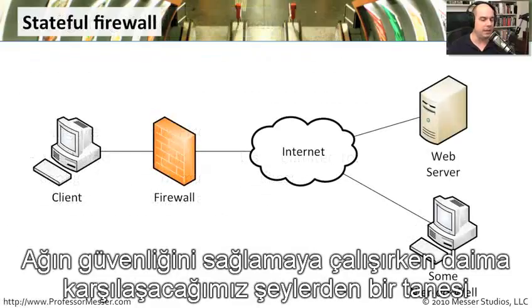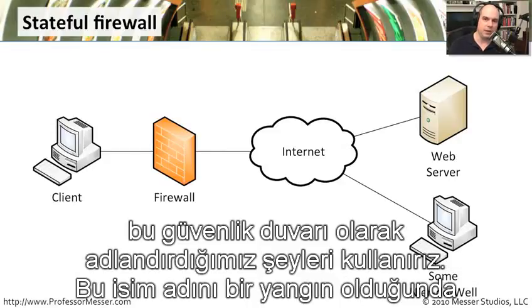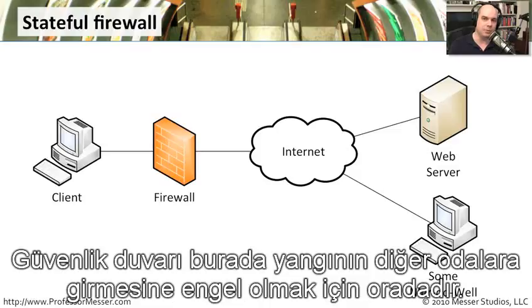One of the things that we are always faced with when we're dealing with security on a network is protecting our machine from the bad guys. And to be able to do that, we use these things called firewalls. The name, of course, comes from the device that's used to actually separate rooms from each other in case there's a fire. The firewall is there to prevent that fire from getting into the other room.